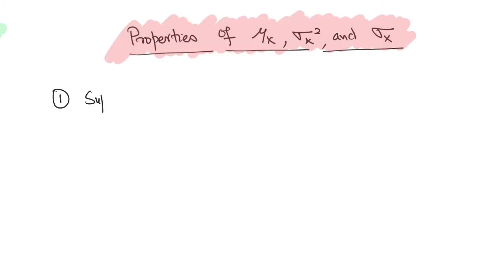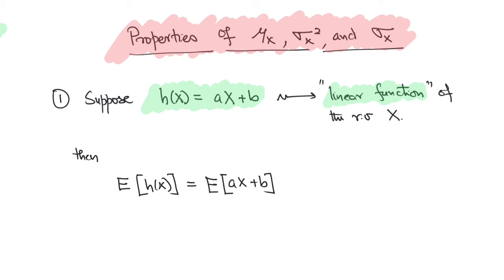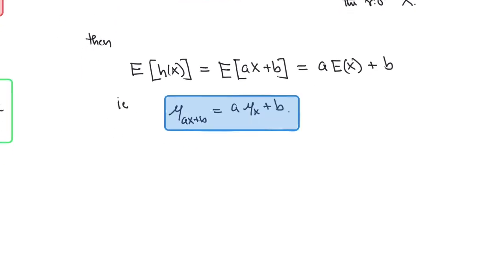We will next talk about some properties of the expected value, the variance, and the standard deviation. Suppose h of x is a linear function ax plus b, where a and b are real numbers. Then we can talk about the expected value of h of x. This is going to be the expected value of ax plus b. And if we work out the formula, we notice that it's going to be a times the expected value of x plus b, which gives us a nice formula for the mean of the random variable ax plus b, which says that if we scale the random variable by the factor a and translate it by the number b, the expected value is also going to be scaled by the factor a and translated by the number b.